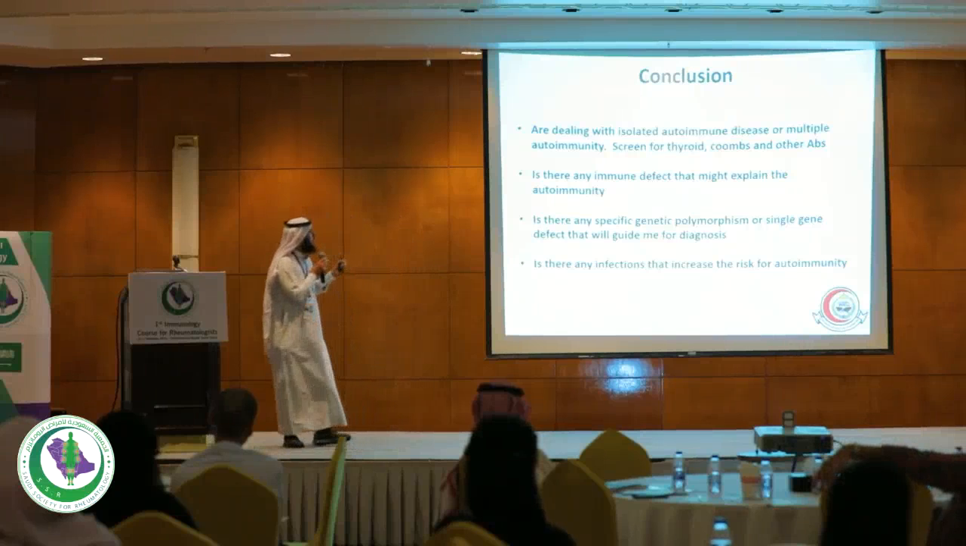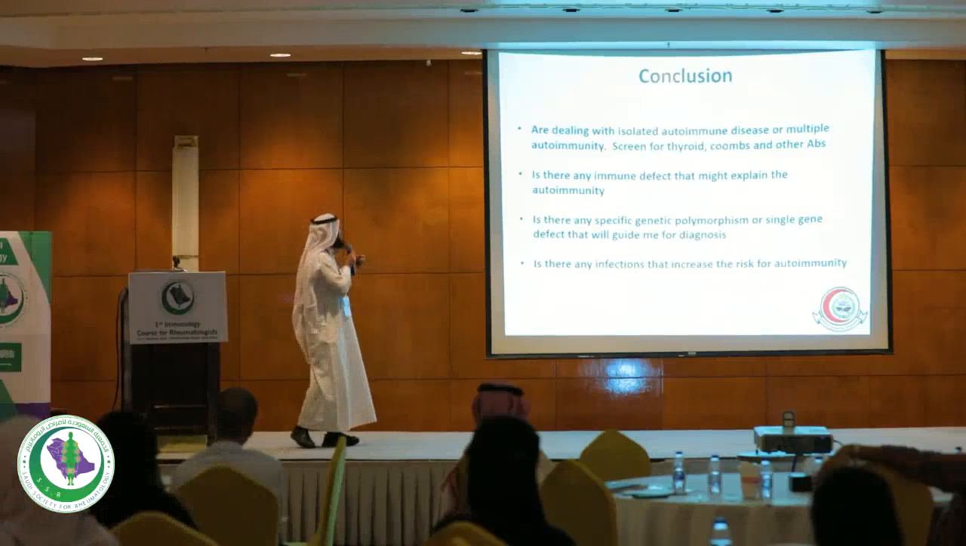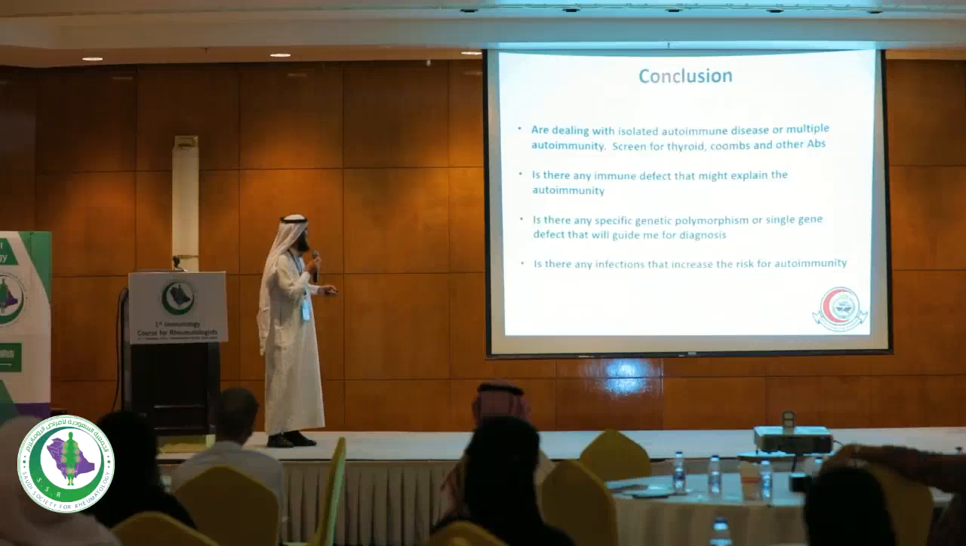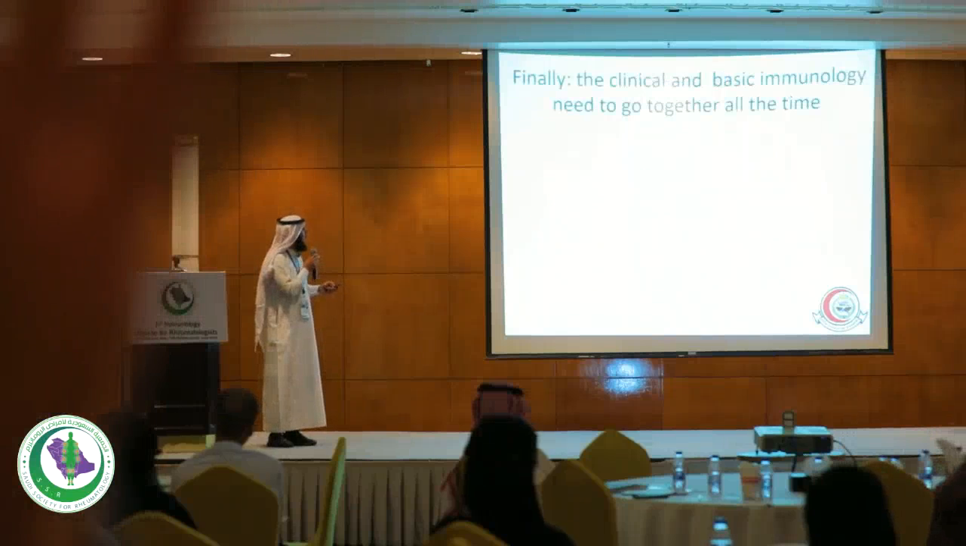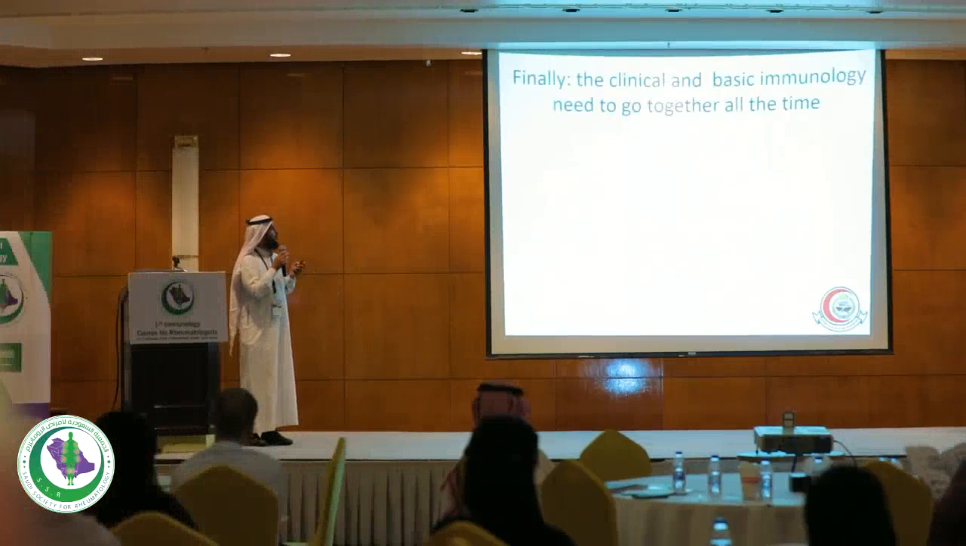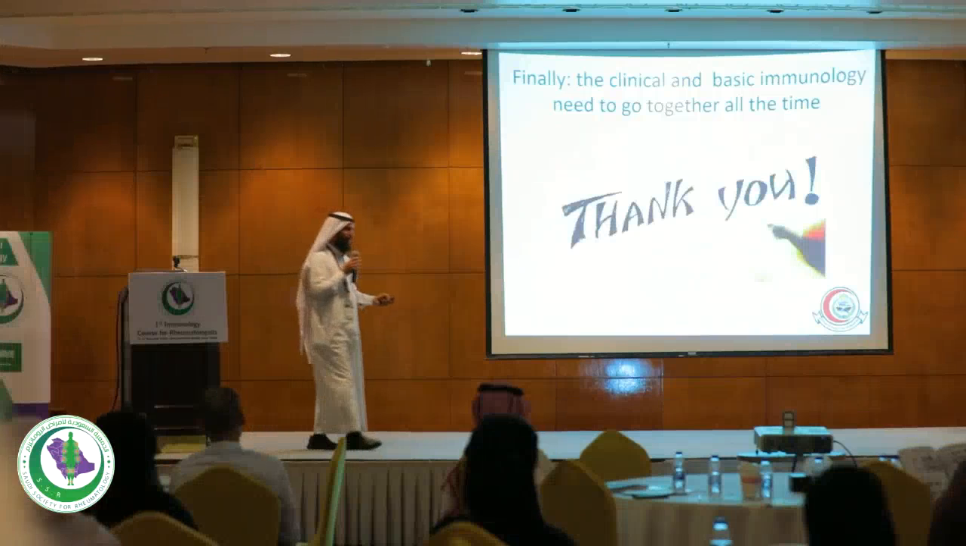Second, is there any immune defect that might explain the autoimmunity? And we'll come to that in the afternoon. And is there any specific genetic polymorphism or single gene defect that will guide me for diagnosis, especially for those with multiple autoimmunity? And is there any infection that increases the risk for autoimmunity? And finally, the clinical and basic immunology need to go together all the time. So you should know basic immunology.